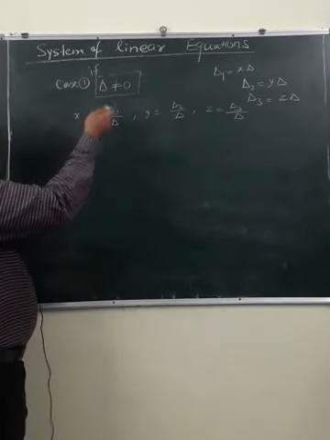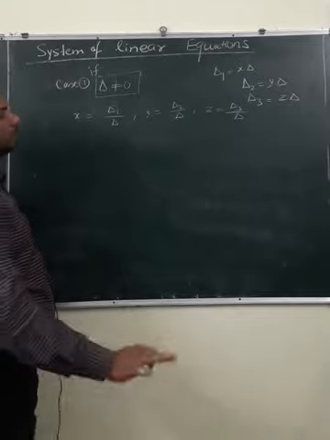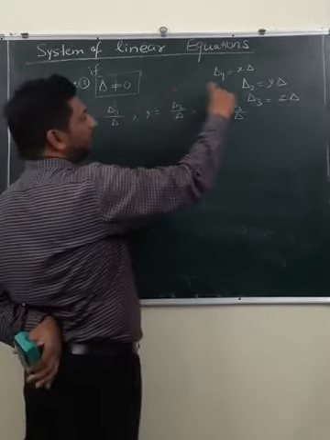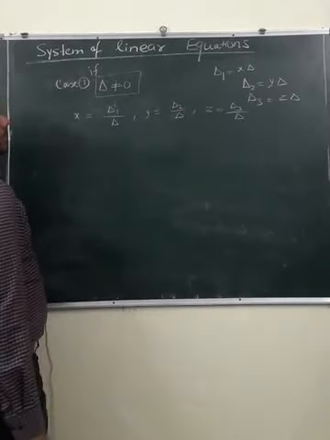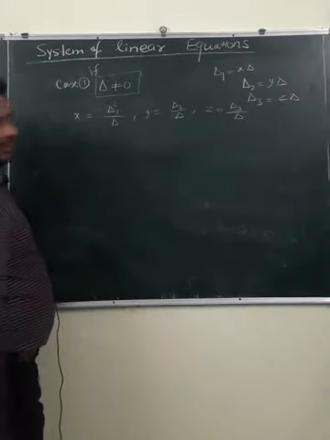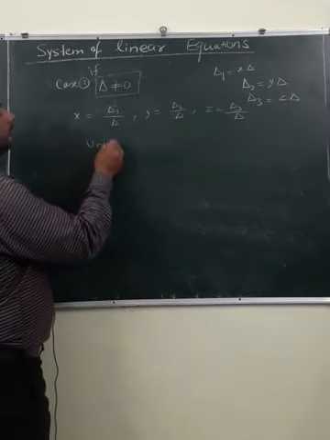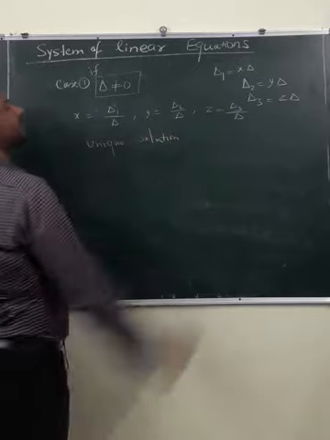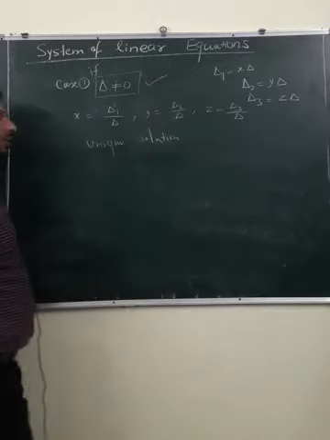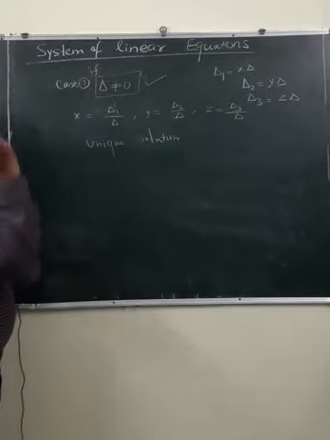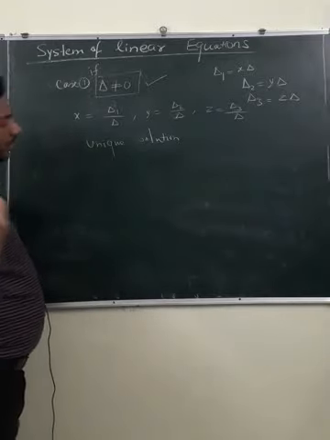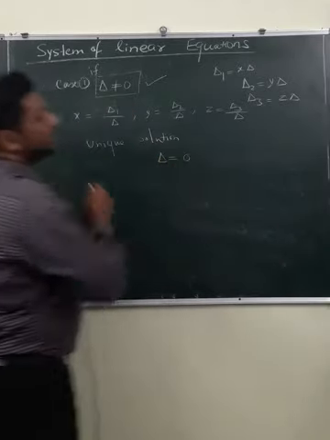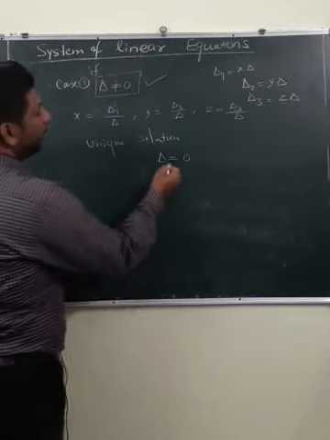Since delta 1, delta 2 all are determinants, means numbers, so it is a unique value of x, unique value of y, unique value of z. So there is one triplet, that means unique solution. That means for unique solution, this is the condition. I have to remember it. This is only one condition, delta not equal to 0. If delta becomes 0, then there will be two cases.